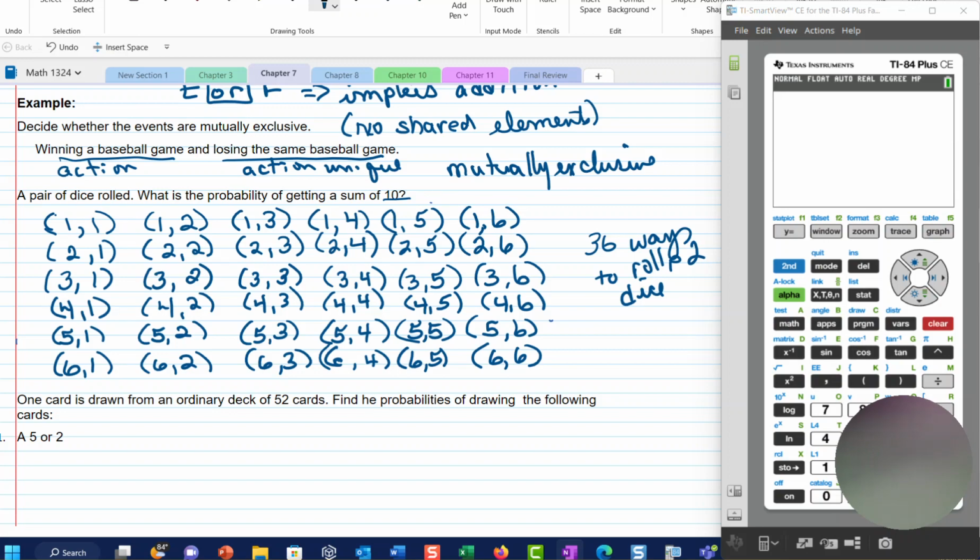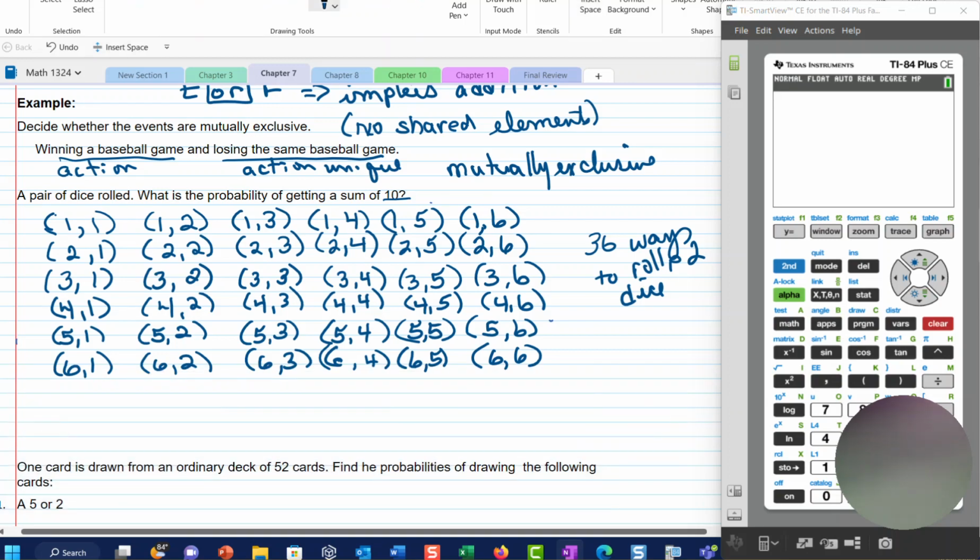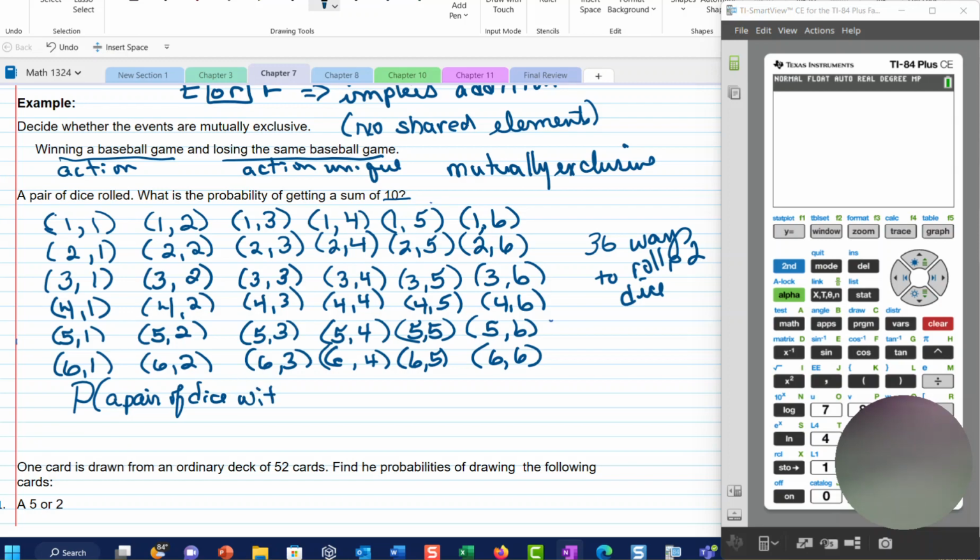All right, here we go. Now let's look at what they asked for. They want the probability, that's a capital P, and what's our event? A pair of dice with a sum of 10. All right. So let's look at where our 10 is.